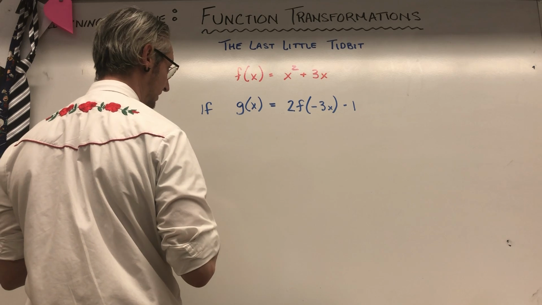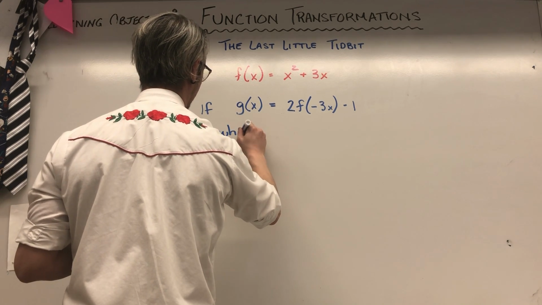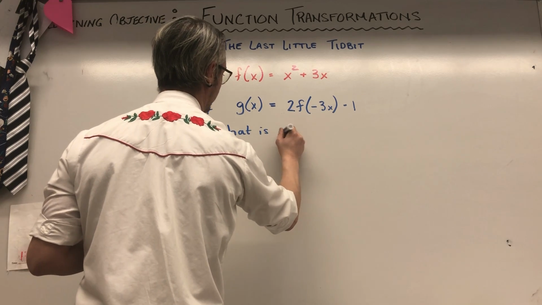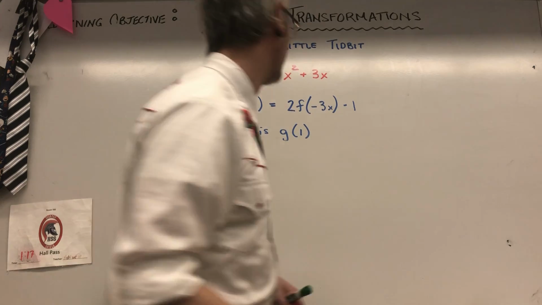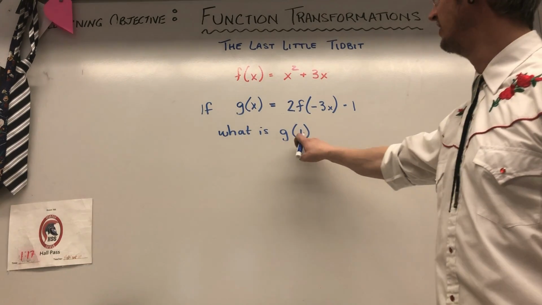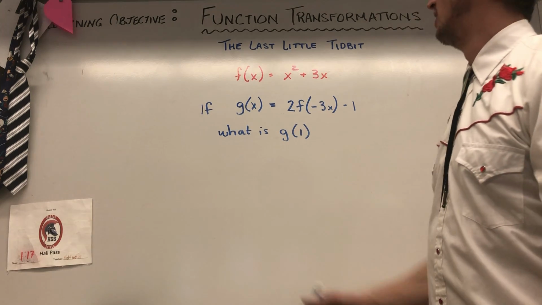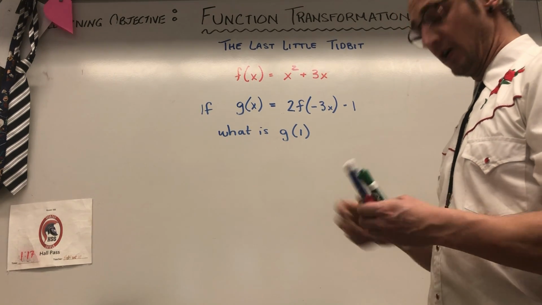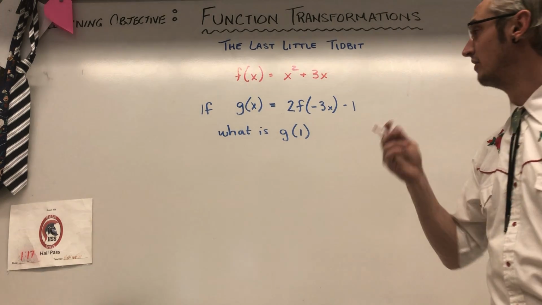Then the question asks you, if g of x is equal to that, what is g of 1? For example, they can put any number in there. They're basically saying, what is the value of g when my input, when my x is 1? So the first thing we're going to want to do when we get a problem like that is to kind of treat it like reverse BEDMAS.